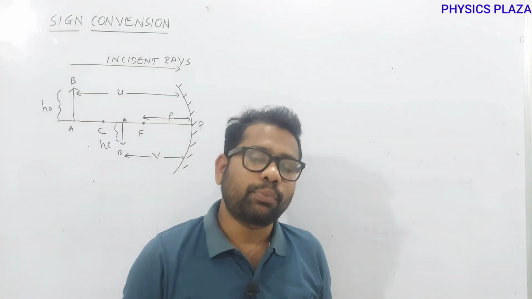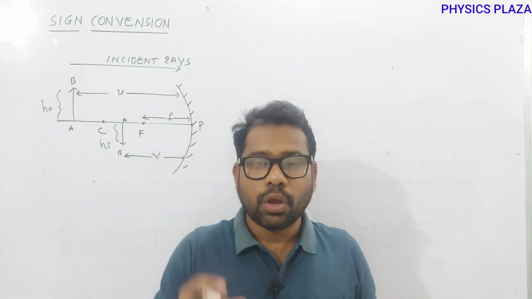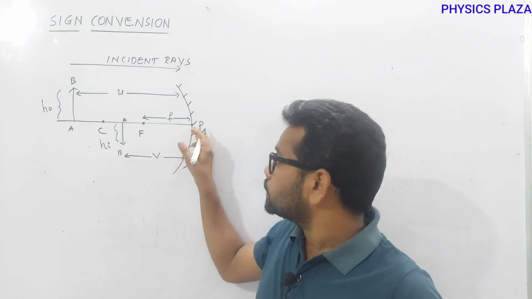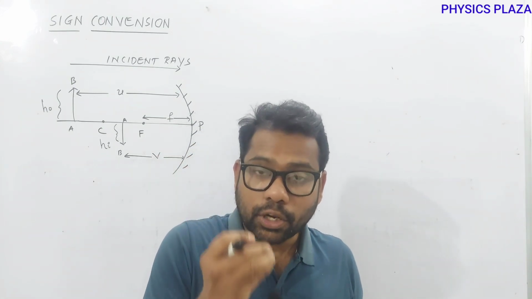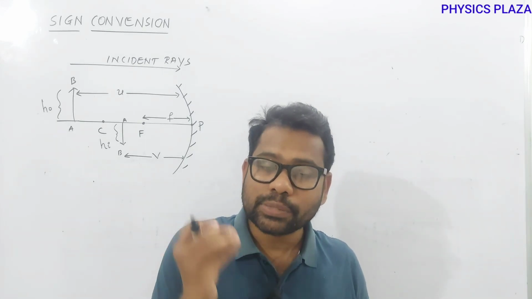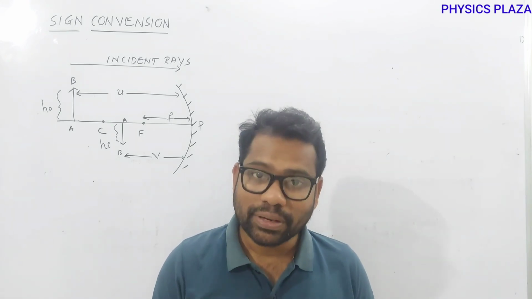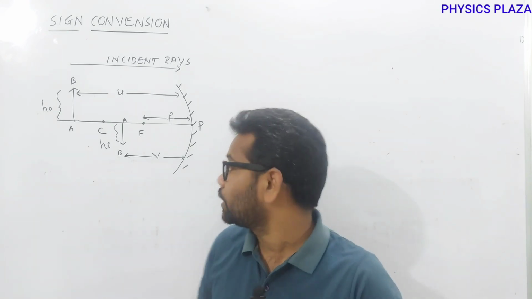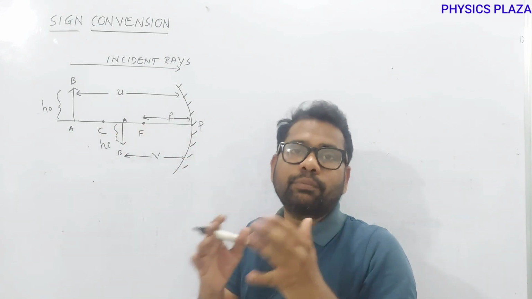Children, the first important point here. As per the rules of the sign convention, the pole is considered as the origin. The first point: pole is considered as the origin. And children, all measurements must be taken from the pole only. Why? Because the pole is the origin. Very important, children. So here, all horizontal measurements must be taken from the pole.